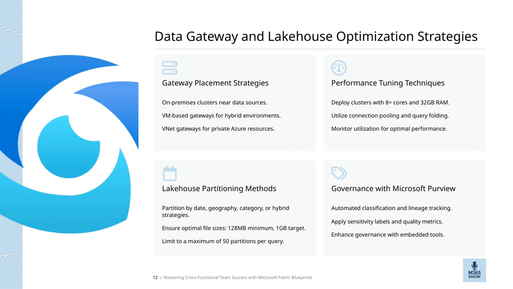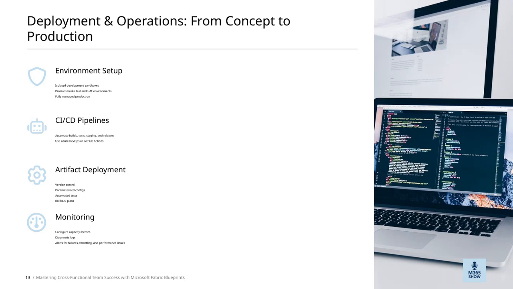Finally, regarding performance tuning techniques, placing on-premises clusters close to data sources minimizes latency. For hybrid environments, VM-based gateways provide flexible connectivity, while VNet gateways are ideal for private Azure resources. Strategic gateway placement ensures smooth data flow and system responsiveness, which are vital for our overall success in leveraging Microsoft Fabric effectively.